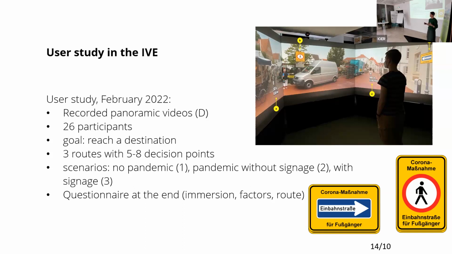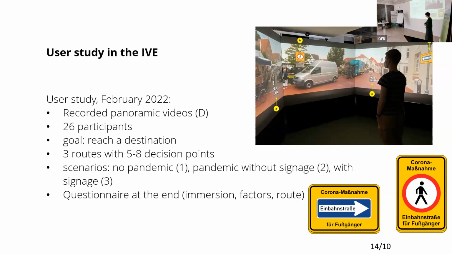One, where we told the participants, okay, there's no pandemic, you just do as you normally do. Then there was a scenario with pandemic. So people may decide to avoid busy places, I don't know. And then there was a 3rd scenario where we overlaid signs. So here you see one-way street signs. We put them as overlays in the video. So they're not real signs, but they are virtual signs, but we made them look as real as possible.